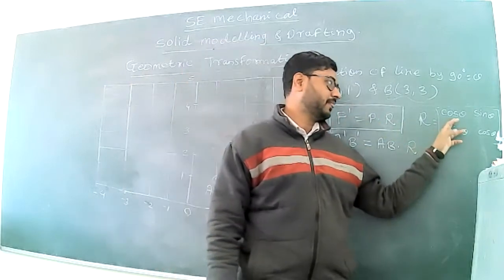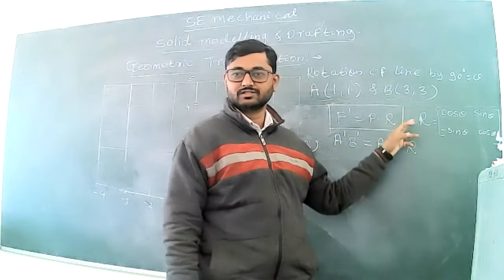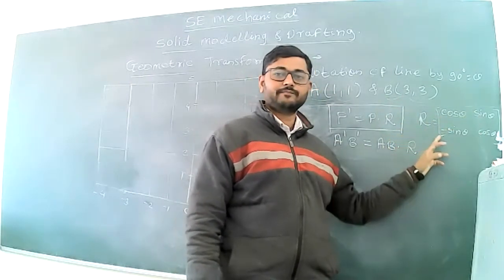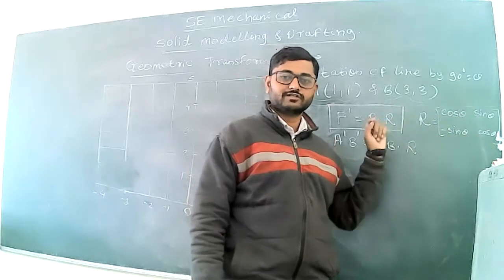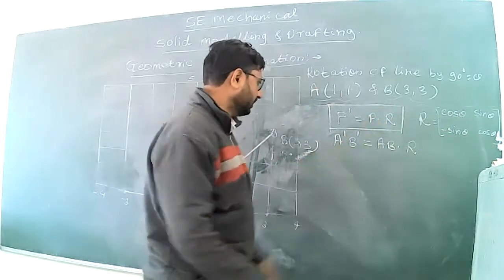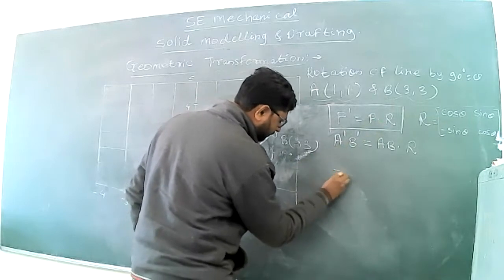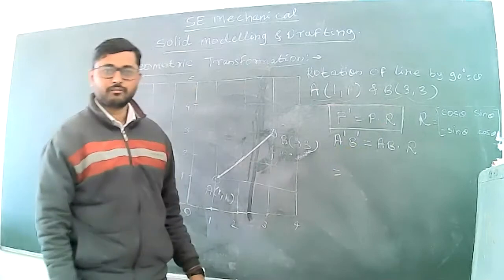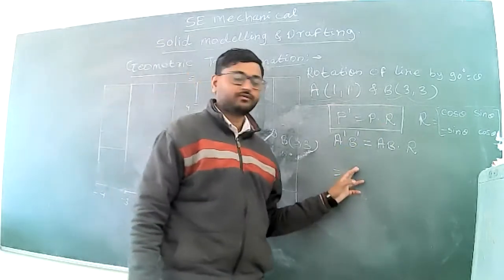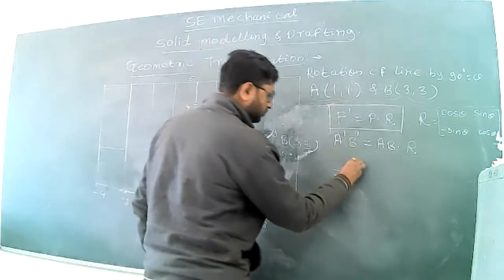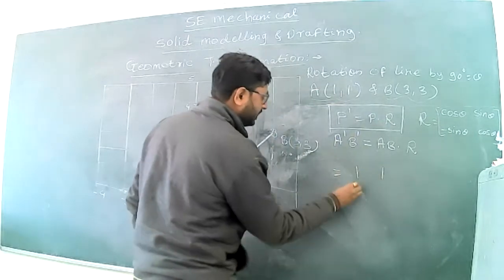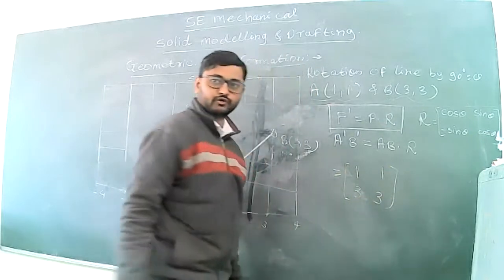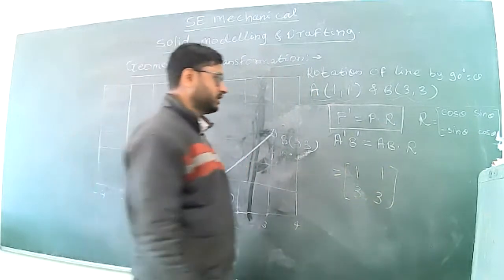That is, R in terms of matrix. R is equal to cos theta, sin theta, minus sin theta, cos theta. Here we just have to put the values of AB and R. AB in the form of a matrix: AB has 1, 1, that is A, and 3, 3, that is B, into R, rotation.